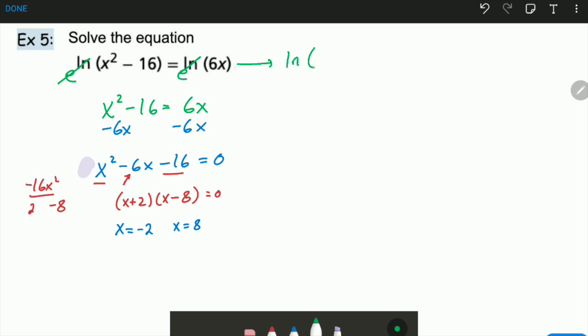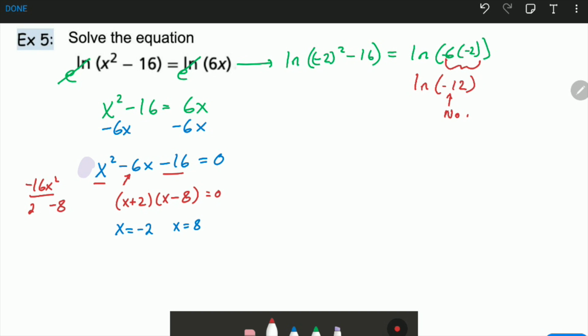So ln, we'll start with negative 2, so negative 2 squared minus 16. Is that equal to ln of 6 times negative 2? We're not so much concerned that they are equal, we're really majorly concerned that it doesn't make the inside of a logarithm negative. Like on the right here, 6 times negative 2 is negative 12. Can't have a negative inside the logarithm. It's a big no-no. So even if they do come out to be the same on both sides, it doesn't matter because there's a negative underneath the logarithm, and we can't have that.